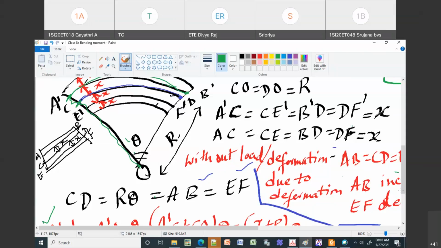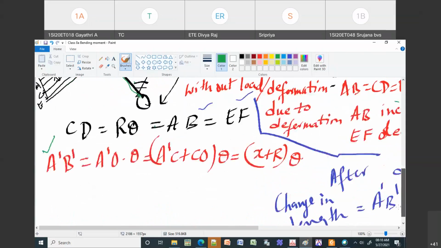That is what I wrote in the next line. Okay. Then you just substitute: A dash C is nothing but x, that is the distance between two layers, and CO is the radius of the circle, which is your capital R. So if I want to write this further, A dash B dash will be equal to (r plus x) into theta, or (x plus r) into theta. Okay. So this is what we have.